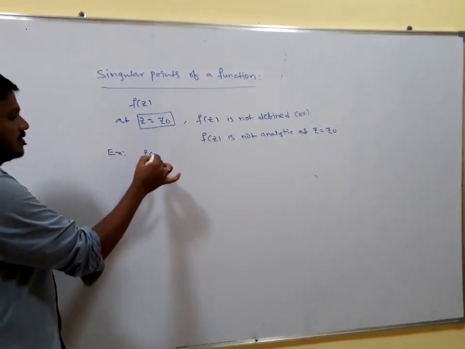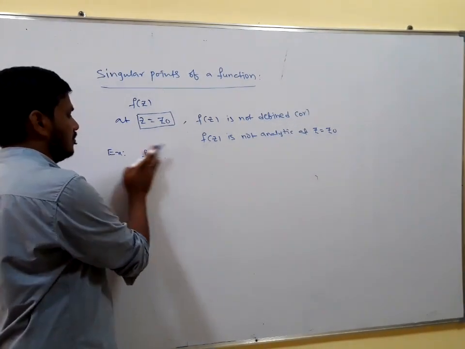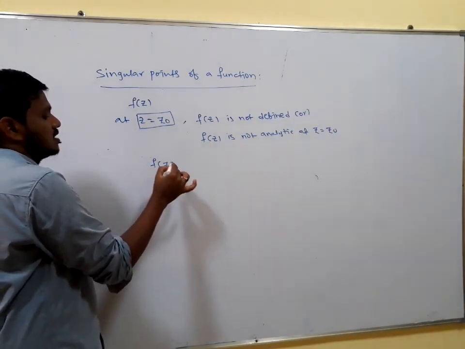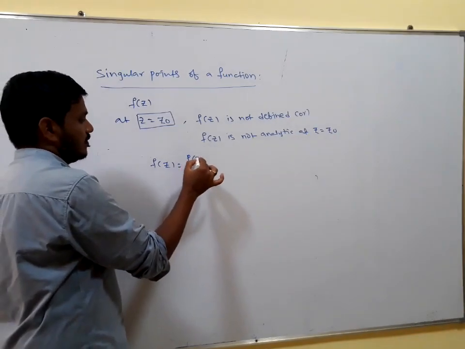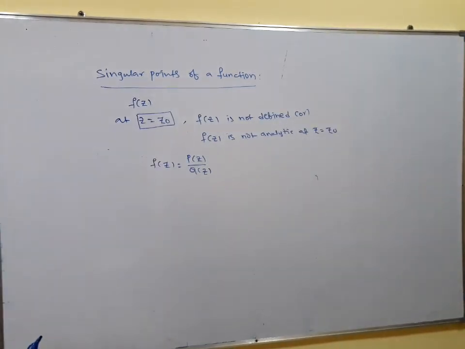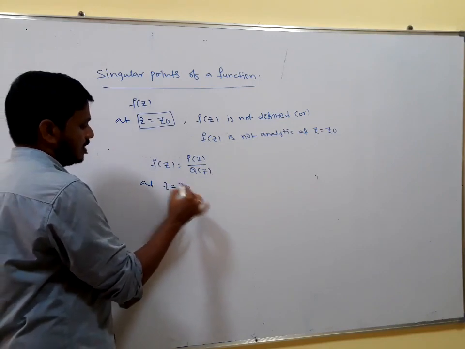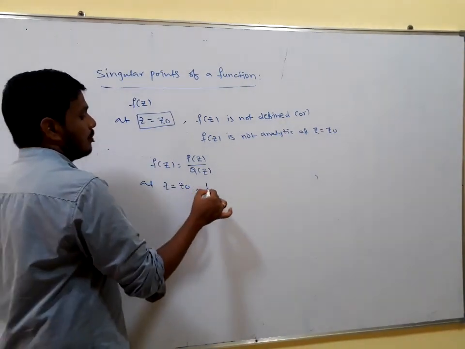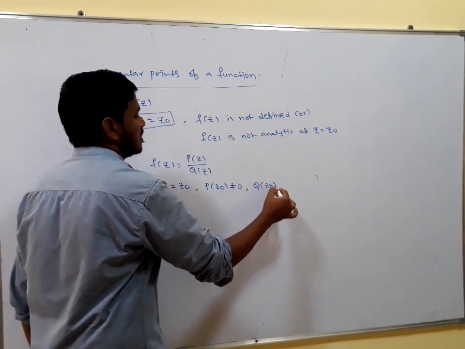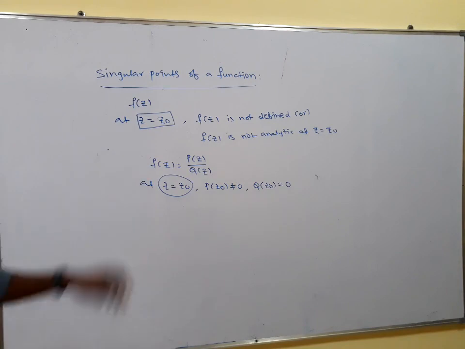Before taking the example, we need one more definition here. Suppose we have the function f of z in rational form, f of z equals p of z divided by q of z, where the numerator is a function of z and the denominator is a function of z. At z equals z naught, if p of z naught is not equal to 0 and q of z naught is equal to 0, we say that the point z equals z naught is called a singular point.